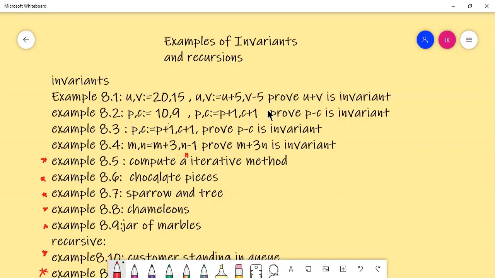Last class we saw invariants and recursions and some of the examples. I was not able to explain in detail. I'll explain very few examples, which I marked with a star now. I've explained it already in the last class. Compute a to the power of n in an iterative method. The chocolate pieces which have been divided, where my pieces will be B and C will be my cuts. Clear? And this example, sparrow and tree, refer to the statement of the problem in your textbook.